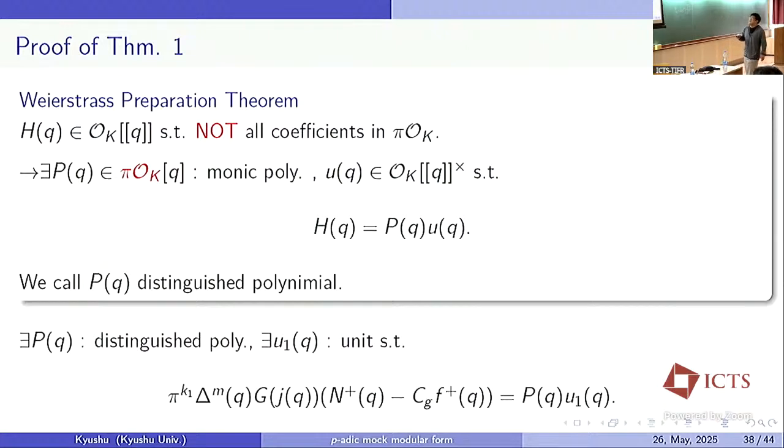And we recall the Weierstrass preparation theorem. Let HQ be in the OK double bracket Q such that not all coefficients are in pi OK. Then there exists a monic polynomial PQ in pi OK Q and a unit UQ such that HQ is equal to PQ times UQ. And we call this PQ a distinguished polynomial. And we apply this theorem to this Q series. And we have that there exists a distinguished polynomial PQ and a unit U1Q such that the left hand side is equal to PQ times U1Q.